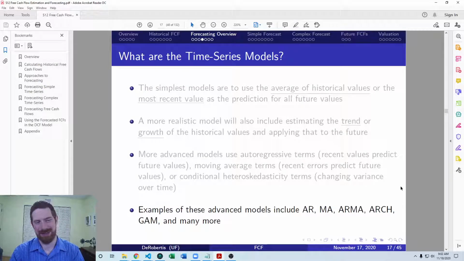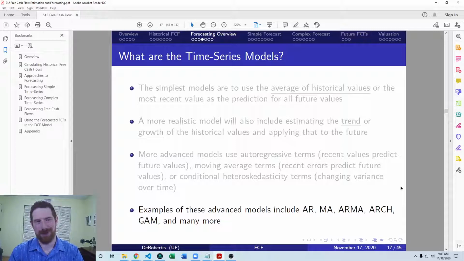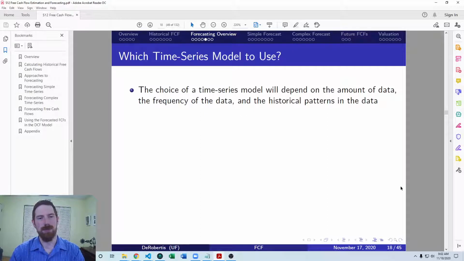So then you might say, well, we have these four simple models, we have a bunch of more complicated models. How do I pick which model I'm going to use? There are a number of factors that go into it. Thinking about just the historical data, how much data you have is important, as well as how frequent it is. And whether there are any historical patterns in the data is going to be the biggest contributor to the decision of which model to use.